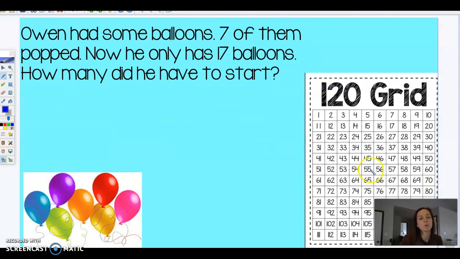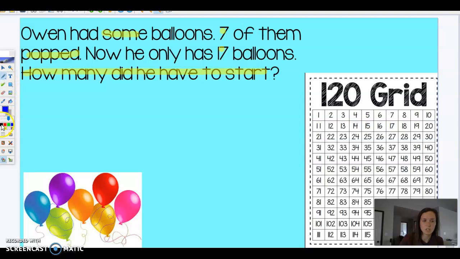All right, let's try one more problem. And I'm going to kind of move through this one because I want you to do it with me. Owen had some balloons. 7 of them popped. Now he only has 17 balloons. How many did he have to start? Okay, let's find my question. How many did he have to start? He had some balloons. 7 of them popped. Now he only has 17.